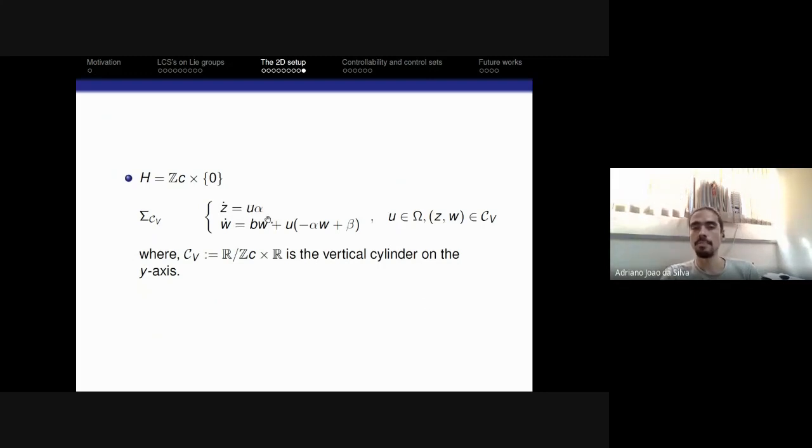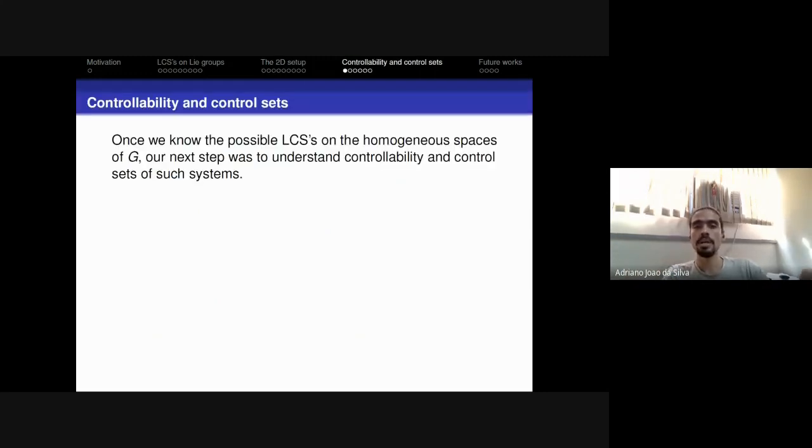So here, the part U alpha is on the S1 part, and then here you have this second part that works on the axis here, okay? So once we have all of these four systems, the first task was just to see and classify the possible ones. Up to here, things were normal. What we wanted to see was the problem of controllability and control sets of this kind of system, and try to see if something remains when you go from G to the homogeneous space, okay?